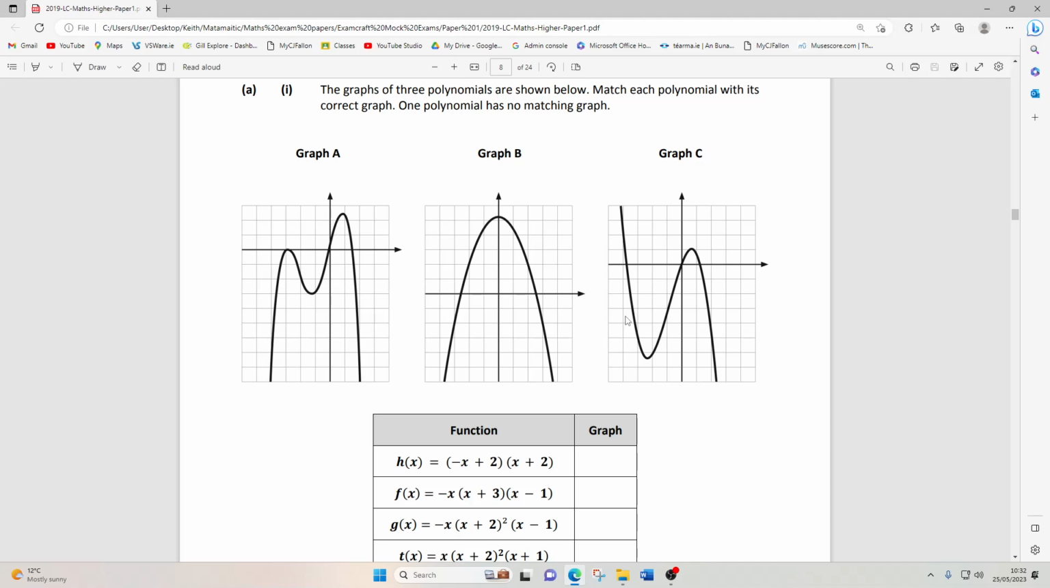Now, the cubic function goes in an N shape when it's positive. So that's positive, plus x cubed. N upside down is negative, so minus x cubed.